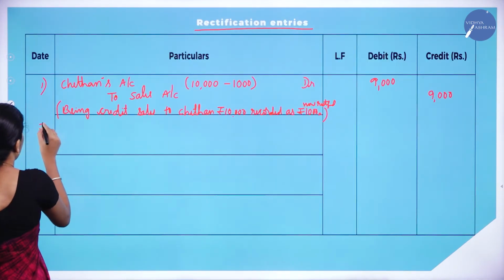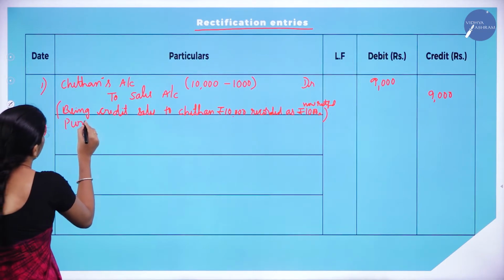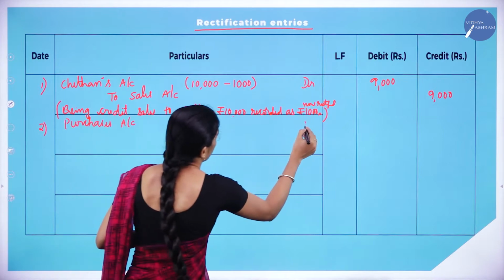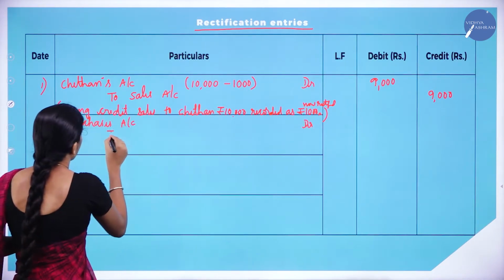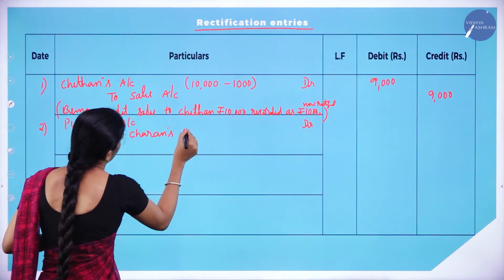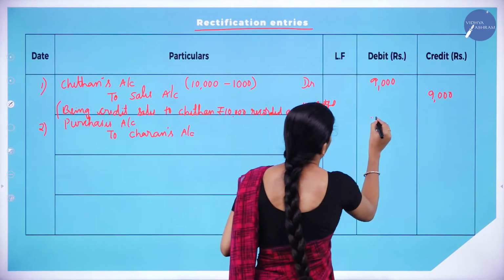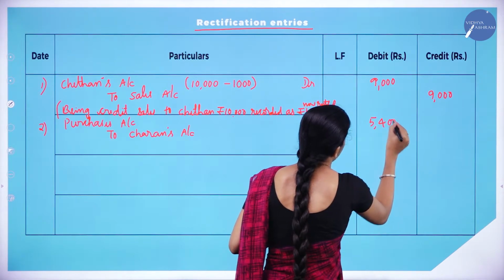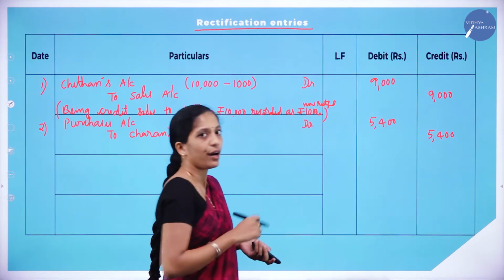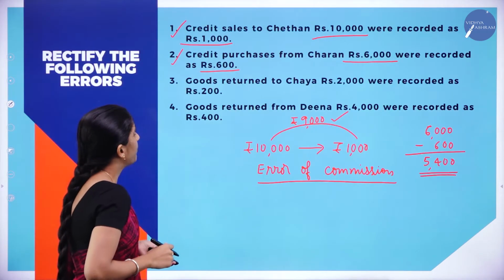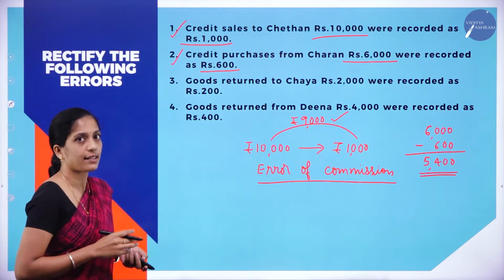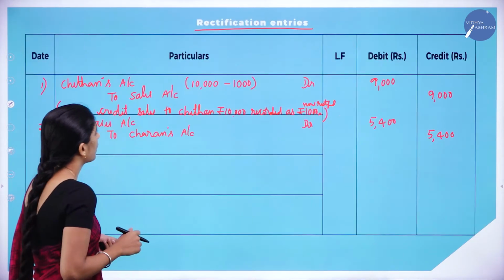So the second one: purchases account debit to Charan's account. What is the amount? 5,400 in the debit side and 5,400 in the credit side. Now how to write the narration? Being credit purchase from Charan, rupees 6,000 were recorded as 600, now rectified.